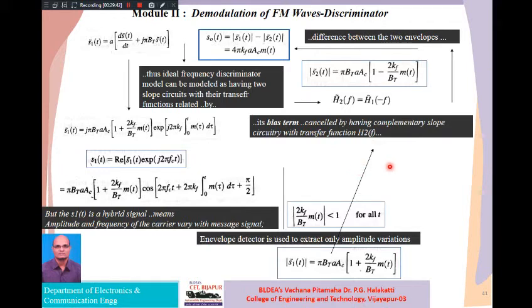So that is a biasing term that can be obtained by having the transfer characteristics for our envelope detector, or a filter having exactly reverse transfer characteristics as that of the modulator. Then its output I will call S2'(t). So you will be getting this one like this. So this is S2'(t).